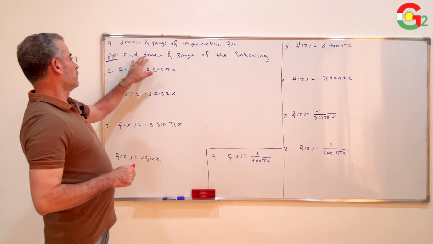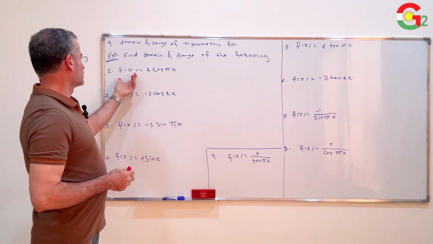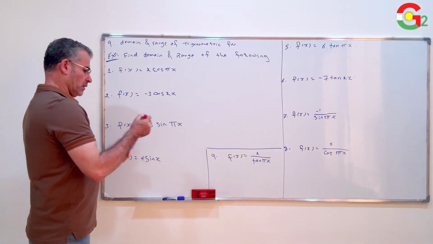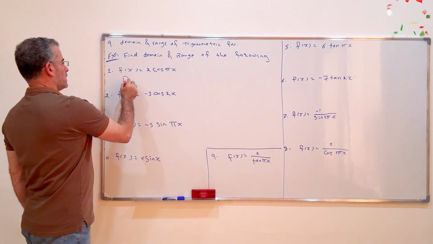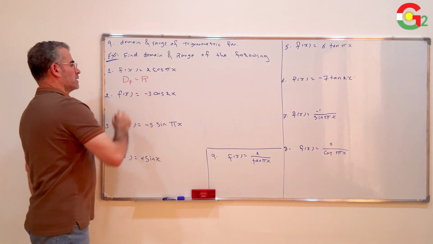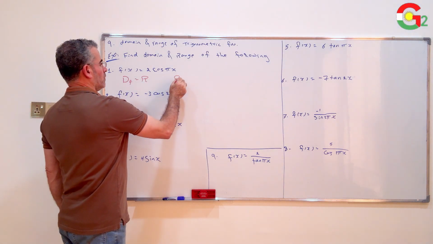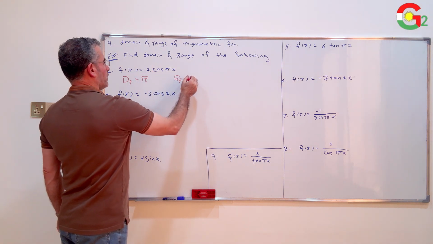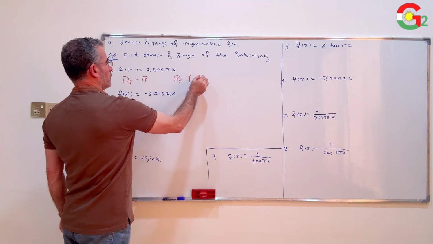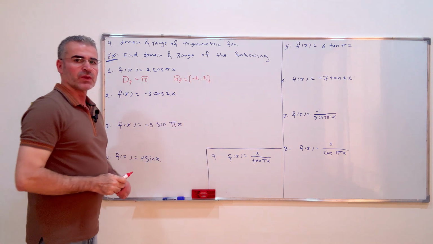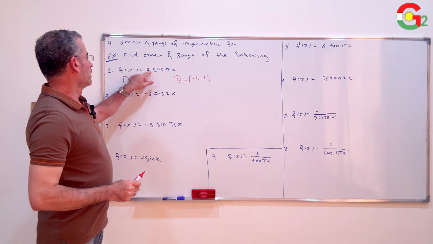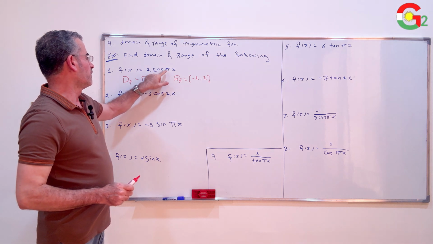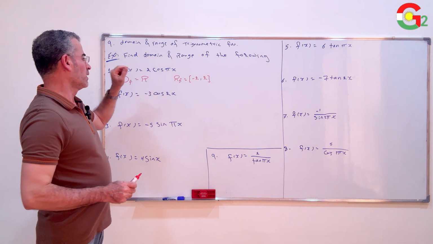Example, find domain and range for the following functions. f of x equal to 2 cosine pi x. The domain of cosine is always R. The range of this function is from negative 2 to 2. The range is affected by the number that is multiplied by the cosine. Pi here doesn't affect the range or the domain.